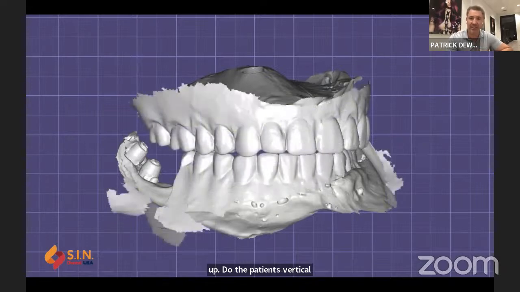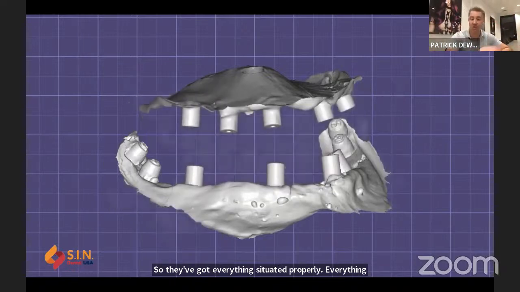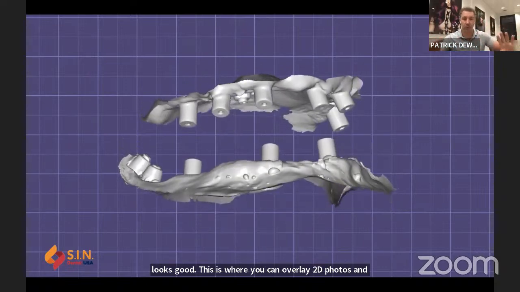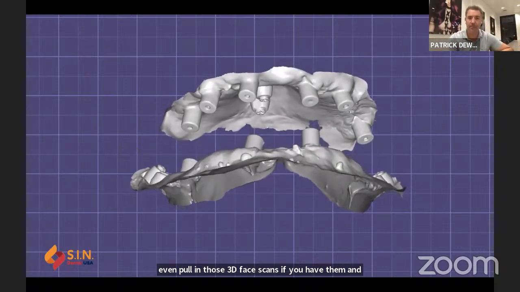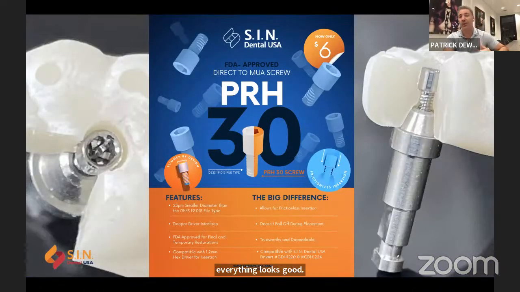After they've got everything situated properly and everything looks good, this is where you can overlay 2D photos and even pull in those 3D face scans if you have them. And then you can make sure the midline, cant, proportions, everything looks good. Once we like where it's at, we proceed forward and we have to make sure our libraries are proper. In this case, we have a screw called the PRH30 screw. It's a $6 screw, so it's very affordable.